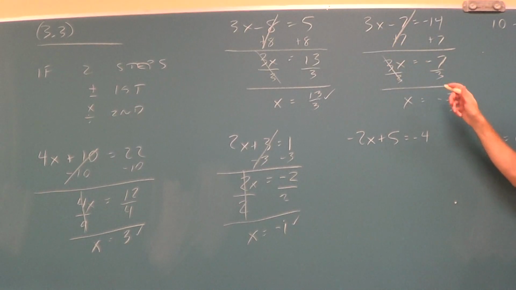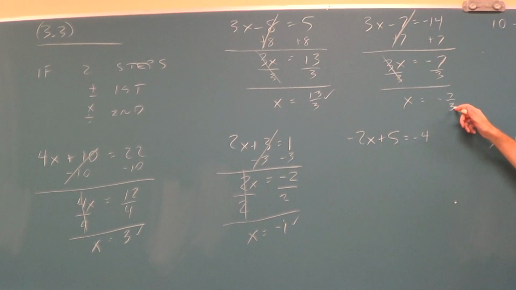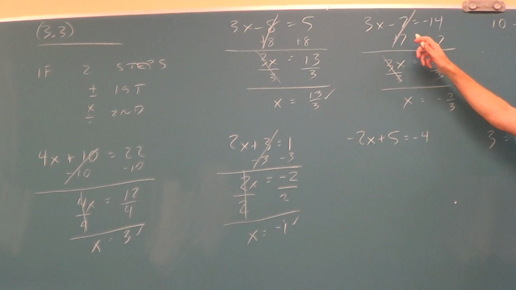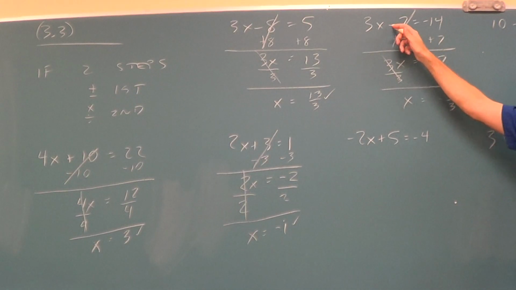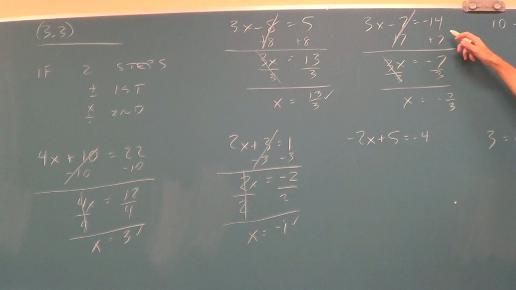If we did check this, I won't make you, but what nice quick thing would happen? Cancel the 3s. So we'd have -7 minus another 7. Is -7 minus another 7 working for us? Yeah.